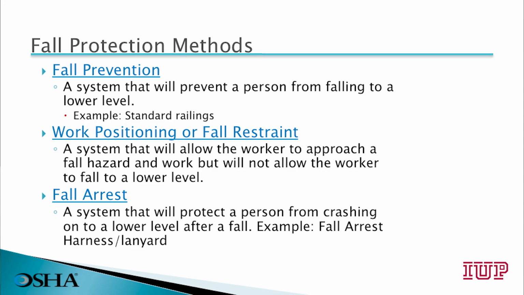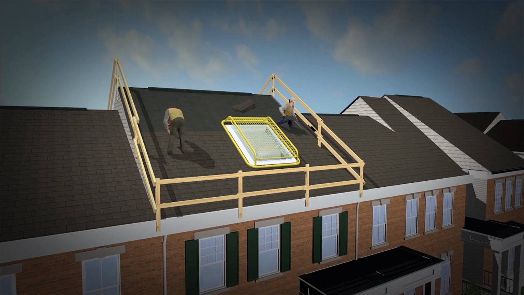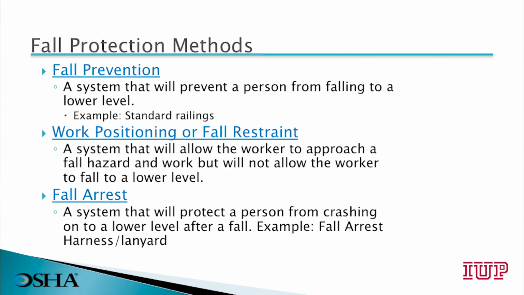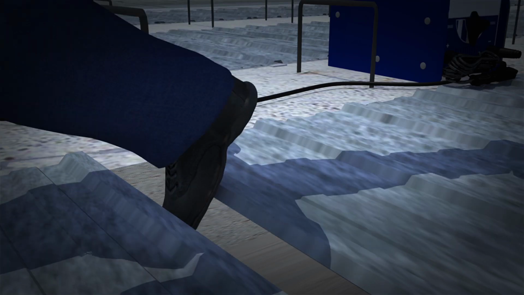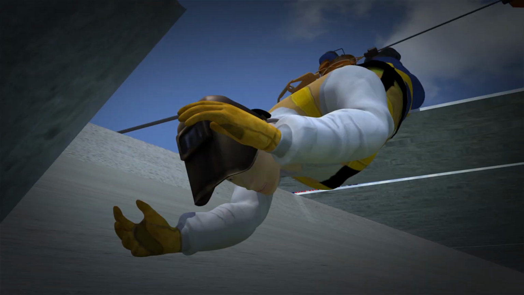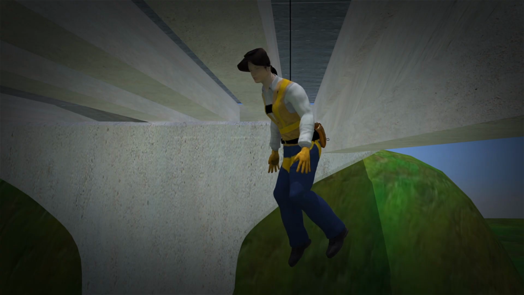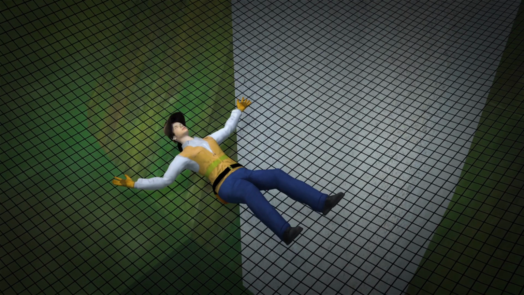So what fall protection methods are available to us as workers? We may have fall prevention, which is a system that prevents a person from falling to a lower level. A classic example of this is a standard guardrail. We may have fall restraint instead, and this is a system that allows the worker to approach a fall hazard, but will not allow the worker to fall to that lower level. Lastly is fall arrest. And this is an active system that is put in place to protect a worker from crashing to that lower level after a fall, such as using a harness, a lanyard, or a safety net.